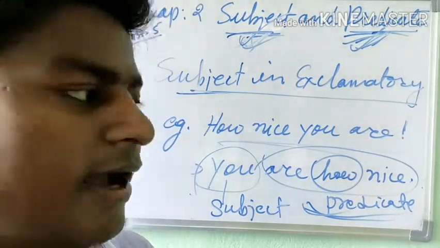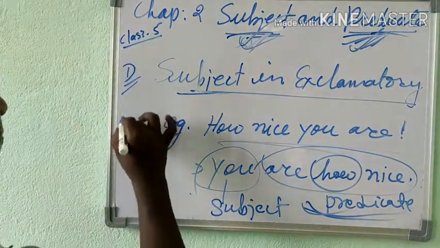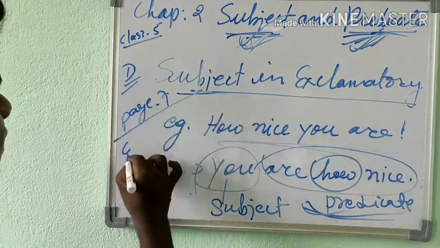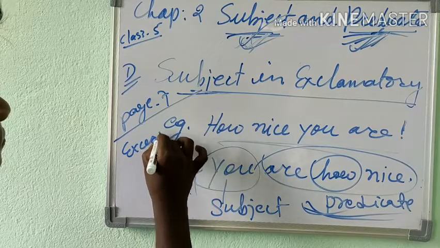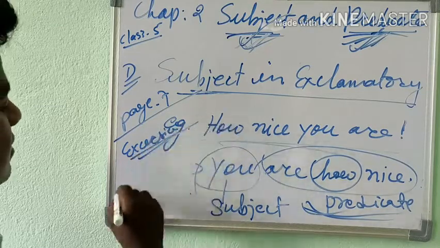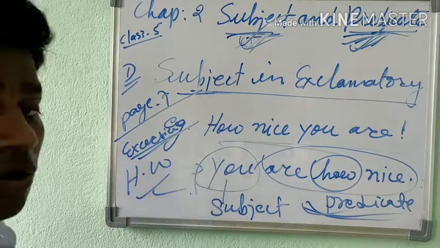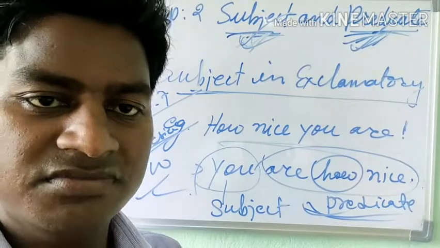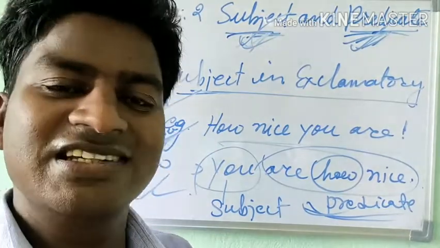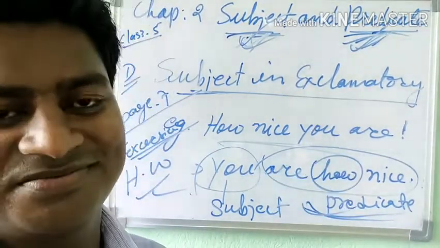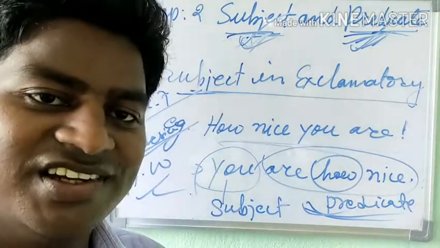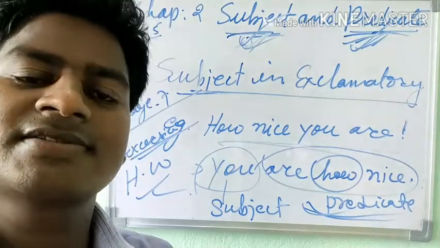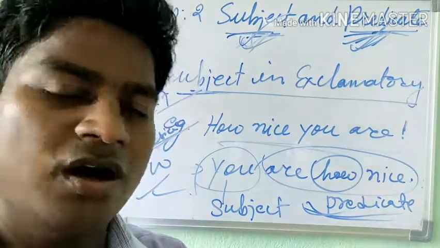Please do that. And on page number 7, we have an exercise. We have an exercise that is to do for your homework. Try to find out the subject. Ask what the sentence is about. You get the subject. And once you have found the subject, the rest of the part is a predicate.